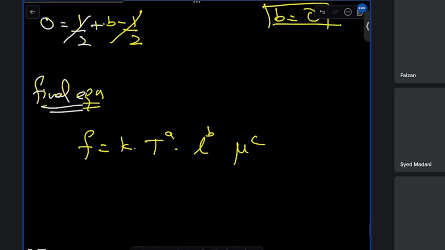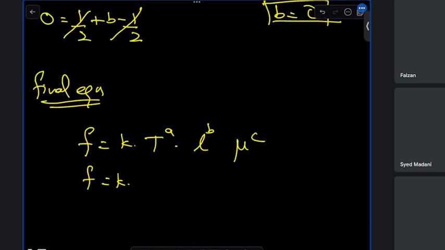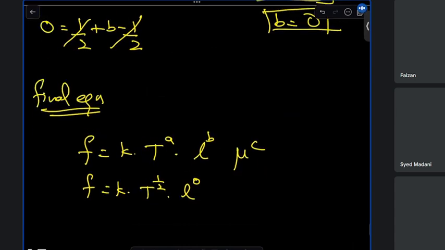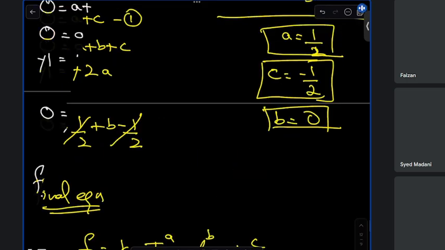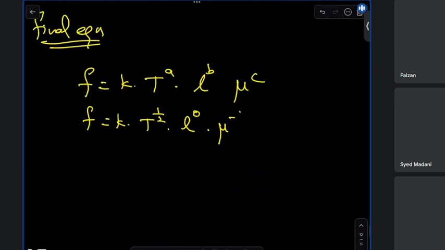a is 1 by 2. Guys, careful now. K as it is, T as it is, 1 by 2 as the power. L to the power, b is 0, right? That's 0. Mu to the power, c is minus 1 by 2. Now focus properly. L to the power 0, the answer becomes 1 because anything to the power 0 is always 1. What are you left with? F is equal to K into T to the power 1 by 2.